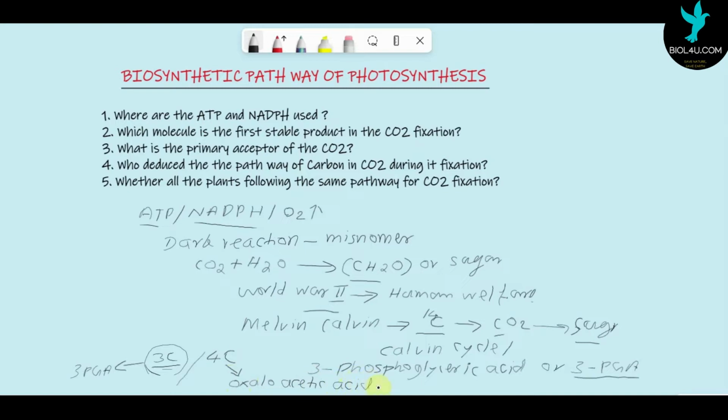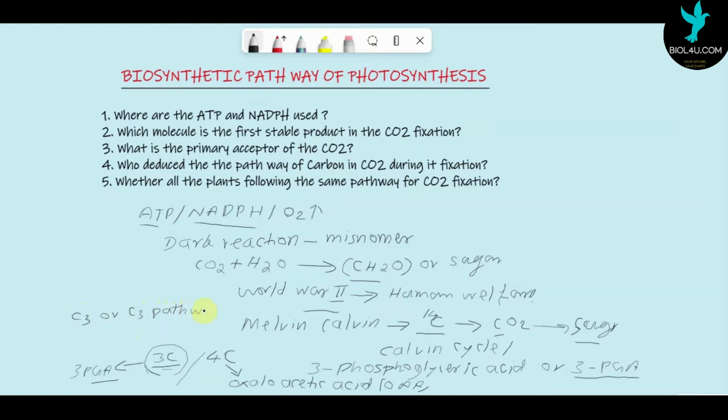Oxaloacetic acid, or in short OAA. In some plants, the 3-carbon compound 3-PGA is the first stable product. In some other plants, it is a 4-carbon compound. So the plants are of different types. Those plants having 3-PGA as the first stable product are known as C3 plants, or following the C3 pathway.